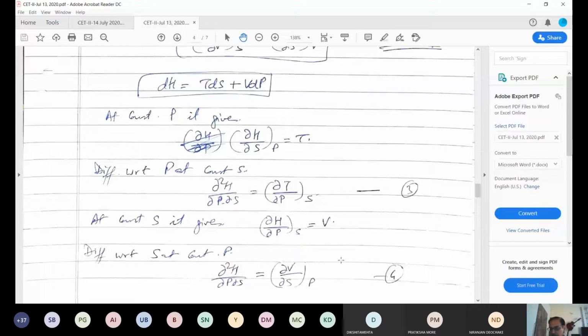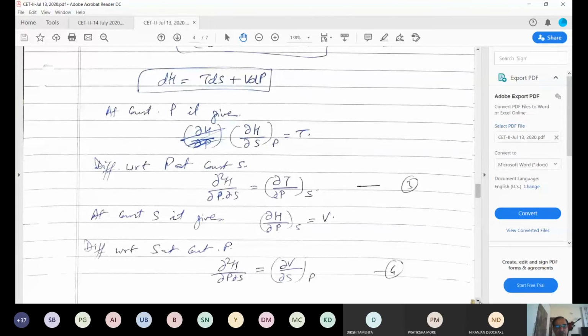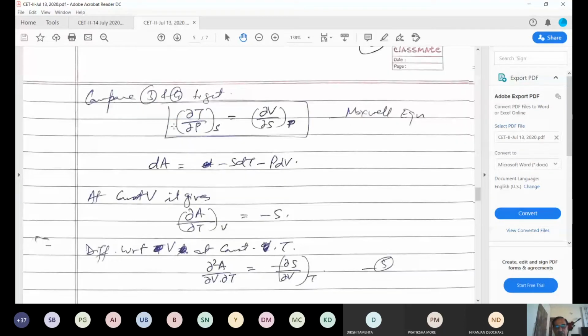Any doubts on this? No? So what you get is ∂T/∂P at constant entropy equal to ∂V/∂S at constant pressure. This is another form of Maxwell equation. Any doubts, questions on the Maxwell equation derivation so far?